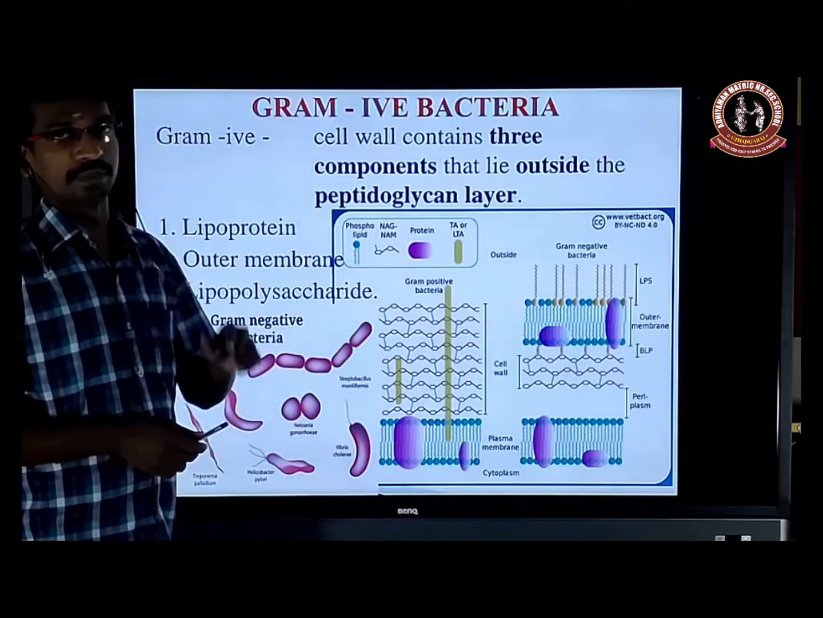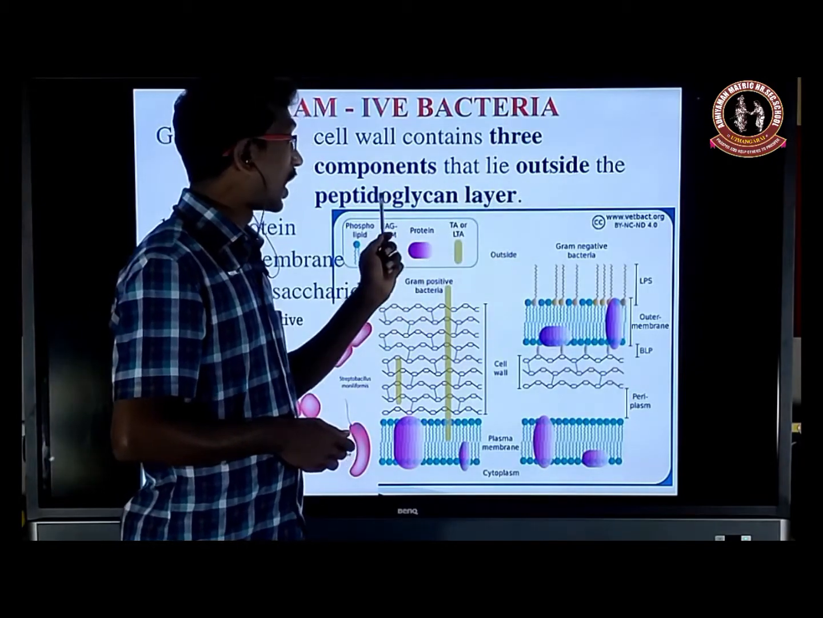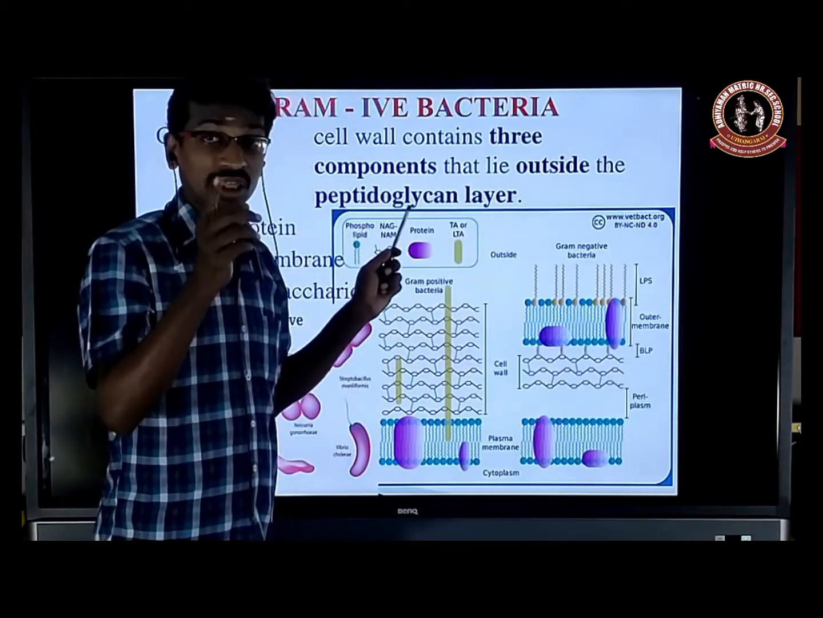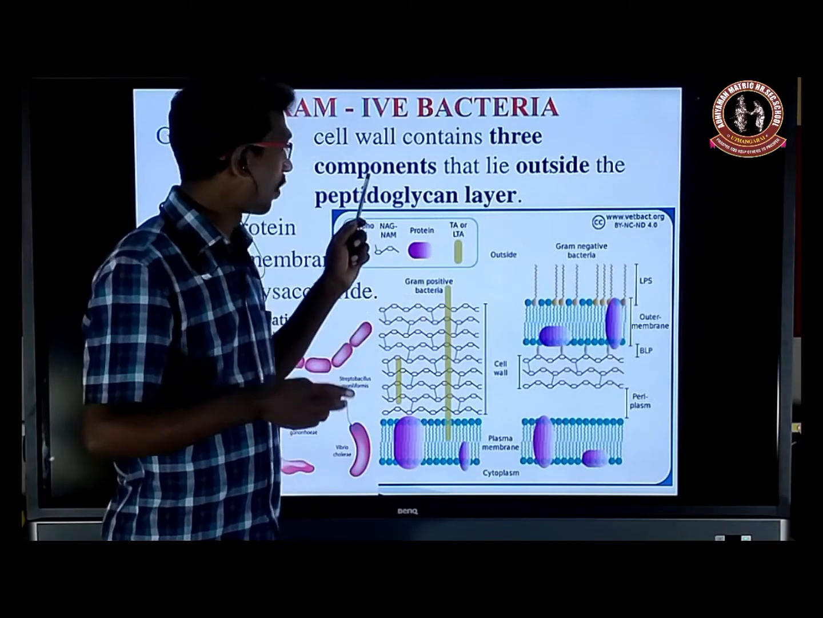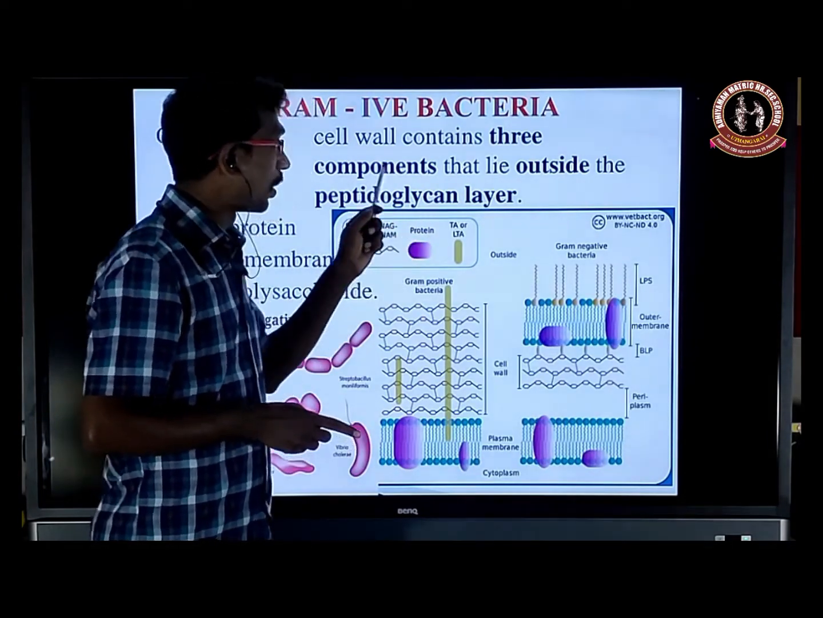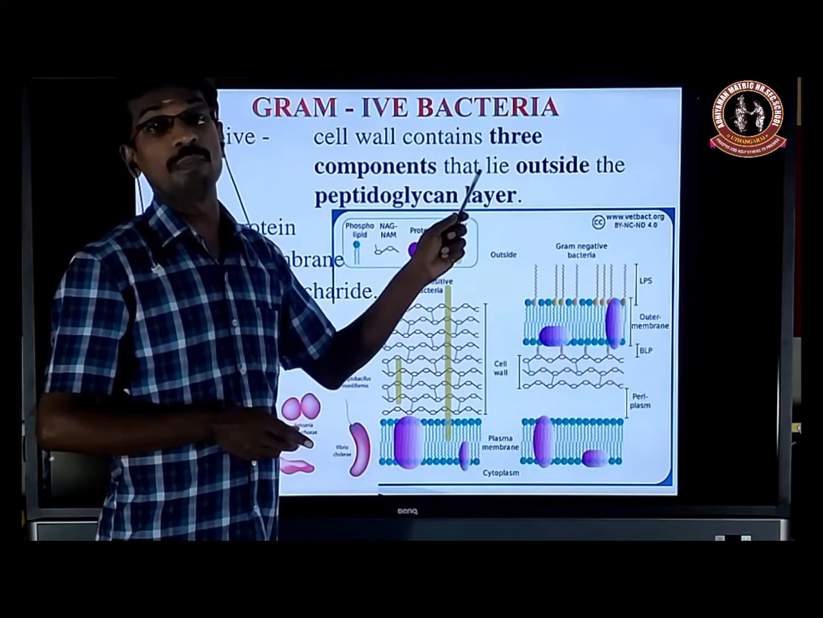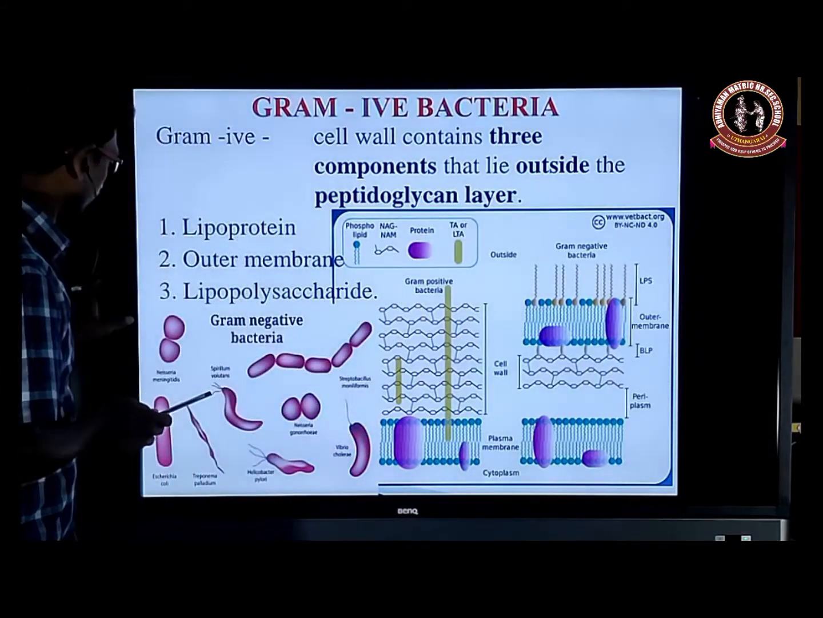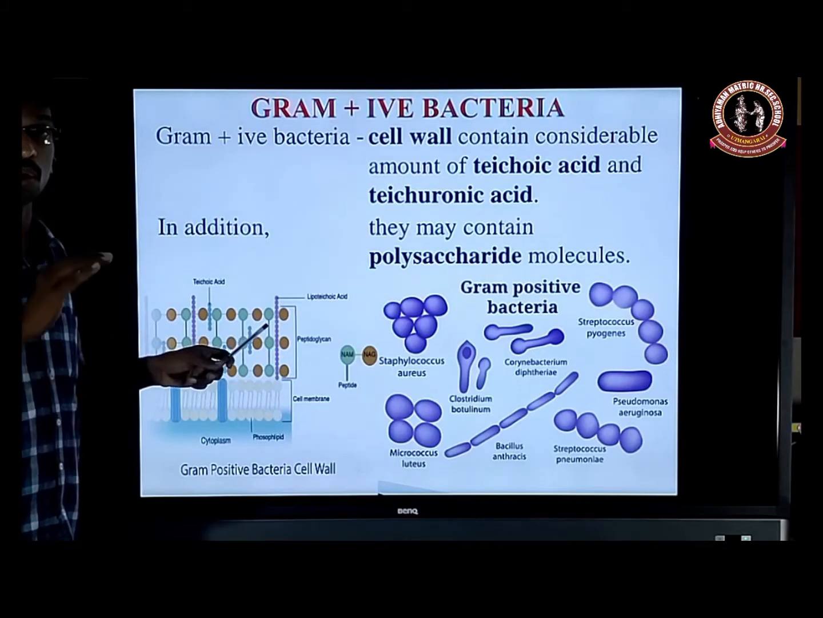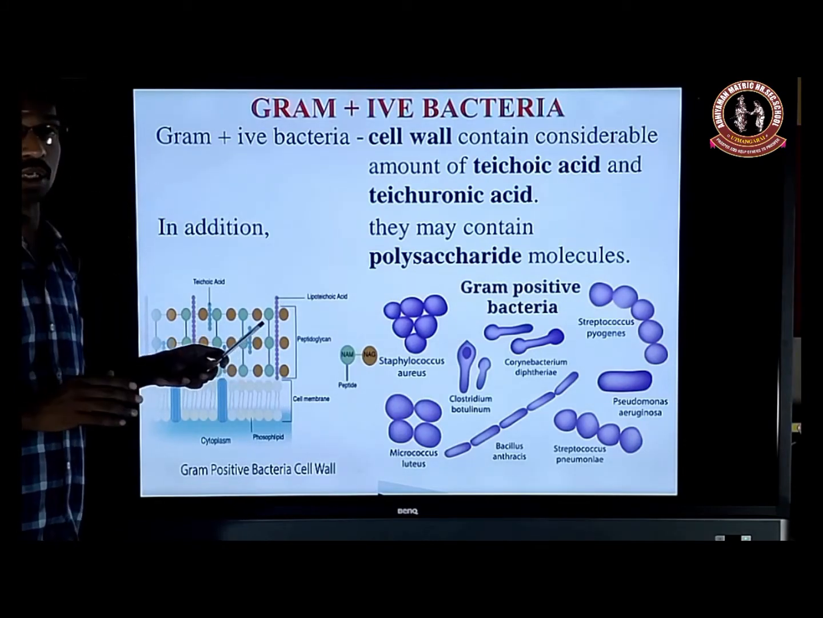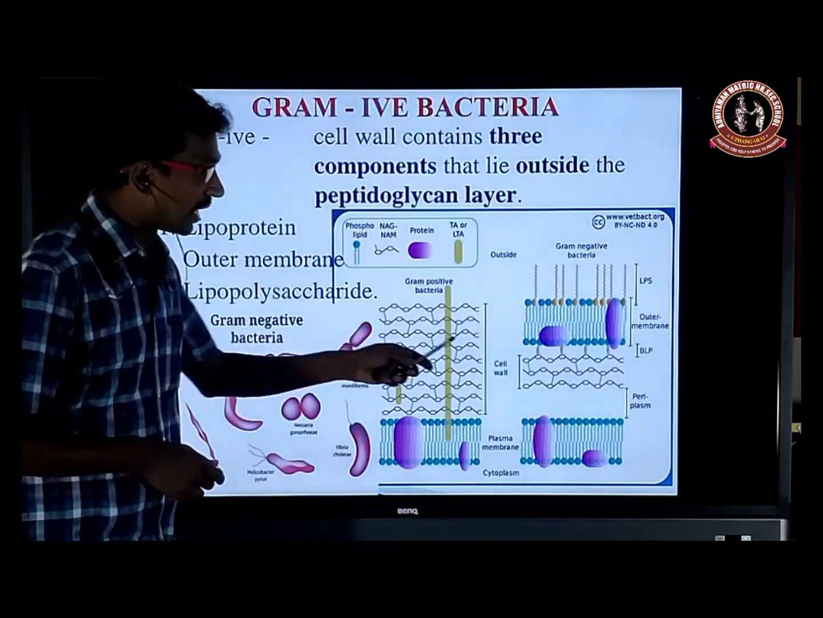In gram negative bacteria, the cell wall contains three components lying outside the peptidoglycan. What is the peptidoglycan? It's the cell wall layer. Can you recall? The cell wall is made up of peptidoglycan. So outer to the peptidoglycan, three layers, three components are present. But here, can you imagine, only the peptidoglycan is the outer layer. No other layer is present outer to the cell wall. But here, outer to the cell wall, there are different layers.